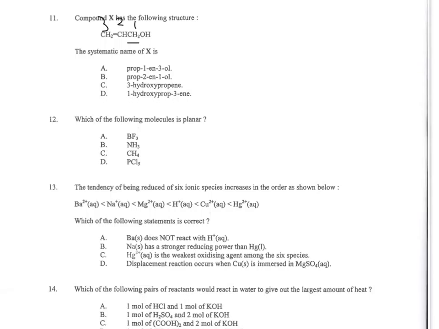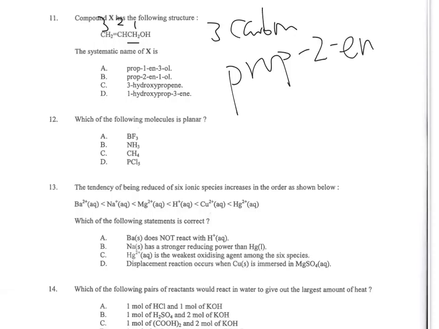So after you have numbered the carbon atoms here, then you can try to construct the name. You have 3 carbon atoms, so that's why you have prop. And then at the second carbon you have a double bond, so you have 2-en. And then at the first position of the carbon chain you have the hydroxyl group, so you have 1-ol. Right, so that is the answer, which is B.